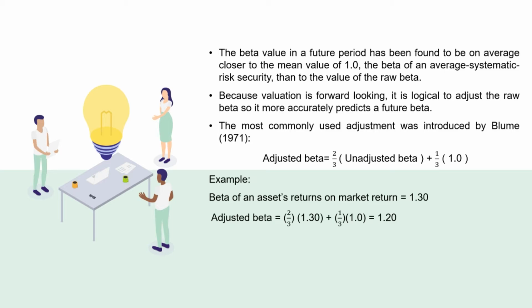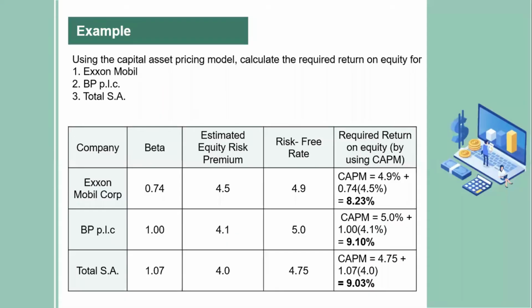Next, I will pass it to Joanne. I am Joanne and I will present the example for calculating the required return on equity using the capital asset pricing model. Based on the information given, the required return on equity of ExxonMobil Corporation is 8.23%, while BP PLC and Total SA have a required return on equity of 9.1% and 9.03%.